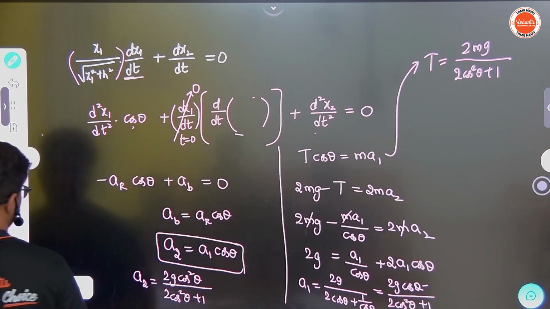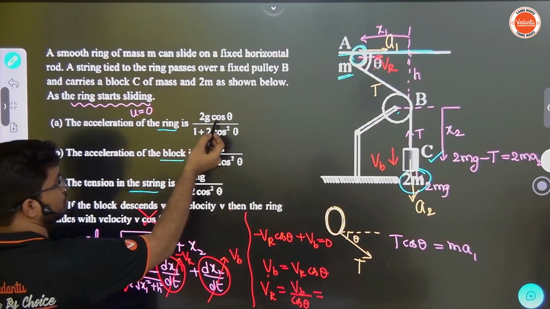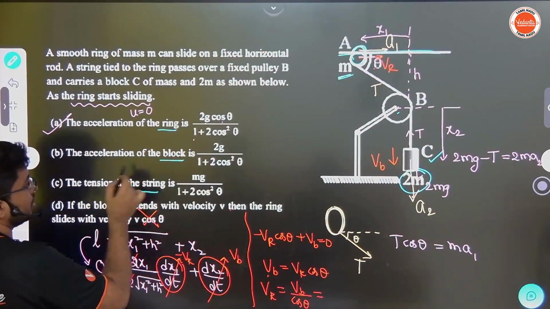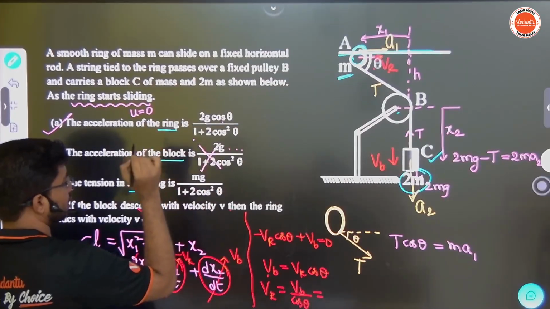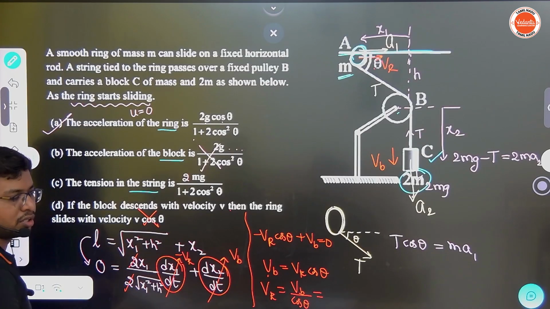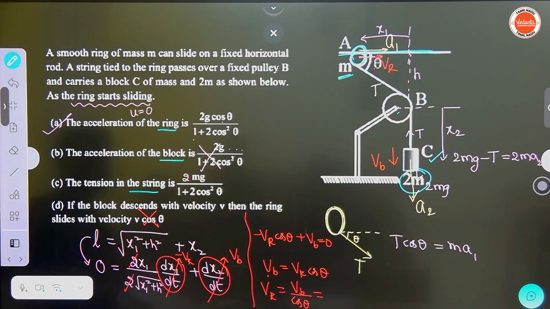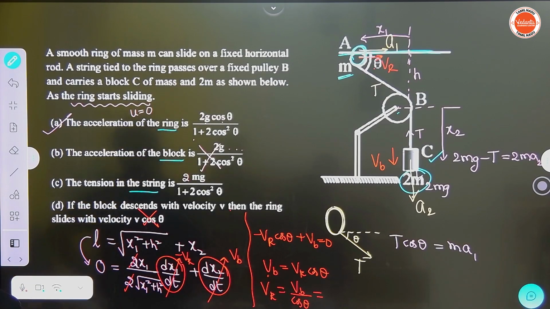Now see which options are correct here. Which options are correct here? For ring, this is correct, 2g cos theta by 1 plus 2 cos square theta, right? Then for a block, it should be 2 cos square theta in the denominator. So this is incorrect here. Then tension, this is also incorrect. You should have 2mg here. Correct, right? Yeah, 2mg. So then the only correct option is option A. Clear with this? Right. If you wish, you can copy this one and individually continue solving the questions. And if you have any doubts, we can discuss.